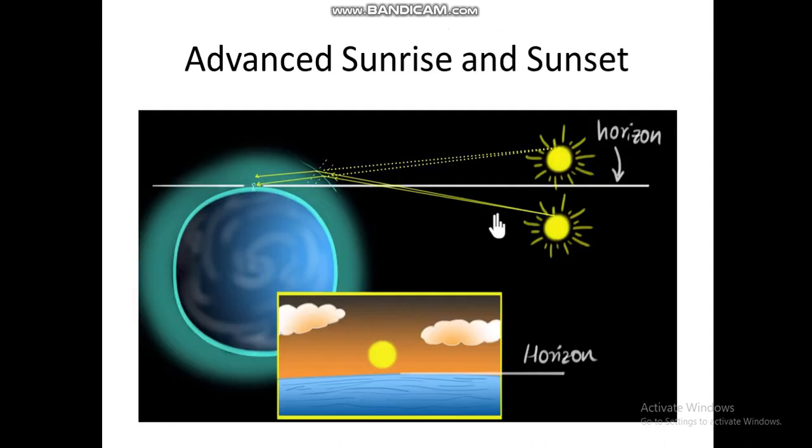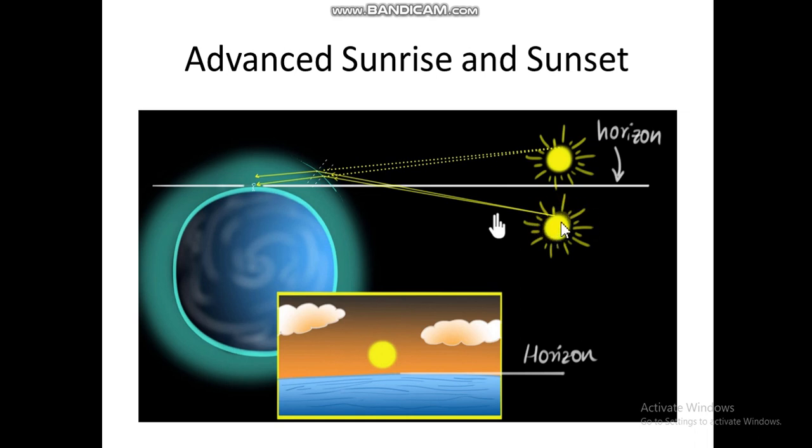Next, advanced sunrise and delayed sunset. So two things are there: advanced sunrise, and here it should be delayed sunset. In the case of sunrise, we have an imaginary line along the earth, and that is known as the horizon. If we stand at some place like a beach, we can see that there is an end, and that is known as the horizon. So this is the horizon, and there, when the sun comes to this position, we are considering this for sunrise.